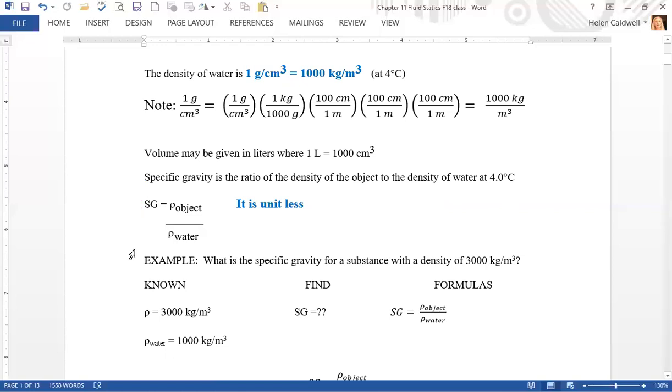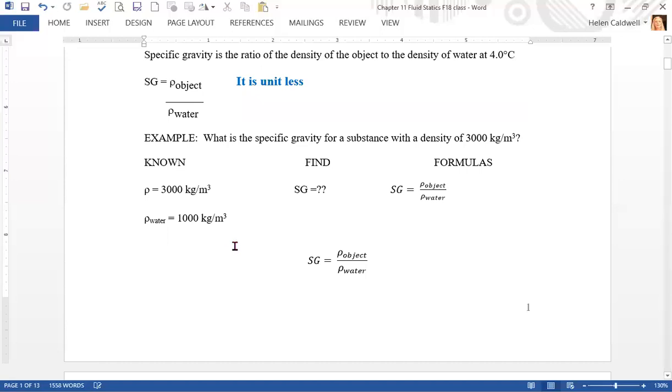So let's look at an example. We'll take the specific gravity for a substance that has a density, we want the specific gravity, so that's what we're trying to find, for a substance that has a density of 3,000 kilograms per cubic meter.